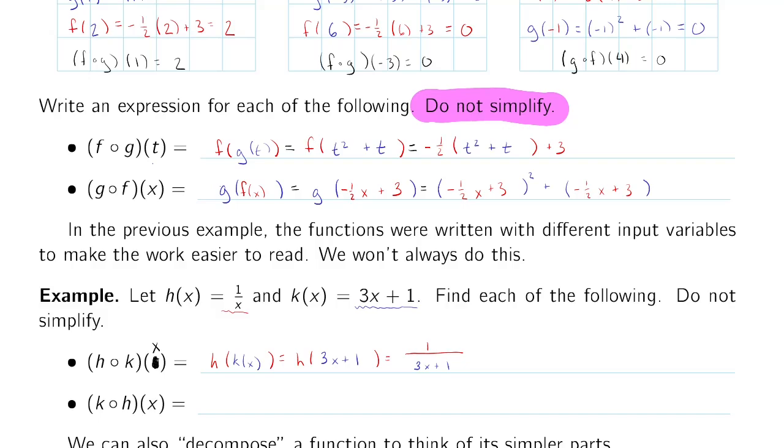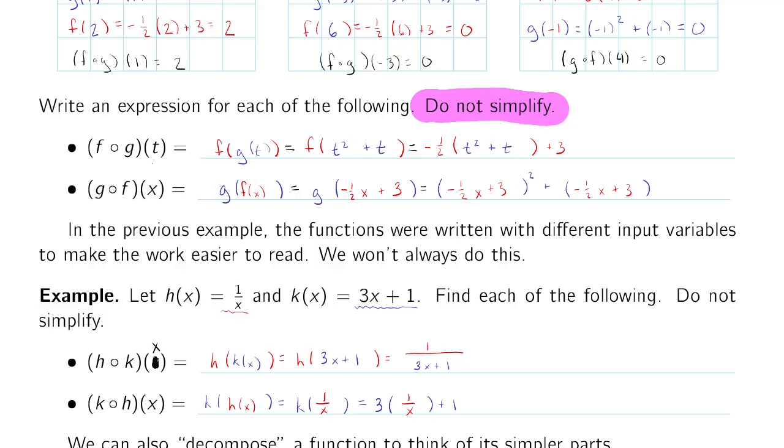For k composed with h, well, we'll take k and apply it to h of x. So we'll take k and apply it to h of x, which is 1 over x. What does k do? It takes 3 times its input plus 1, and now its input is 1 over x. There's our expression for k composed with h of x.